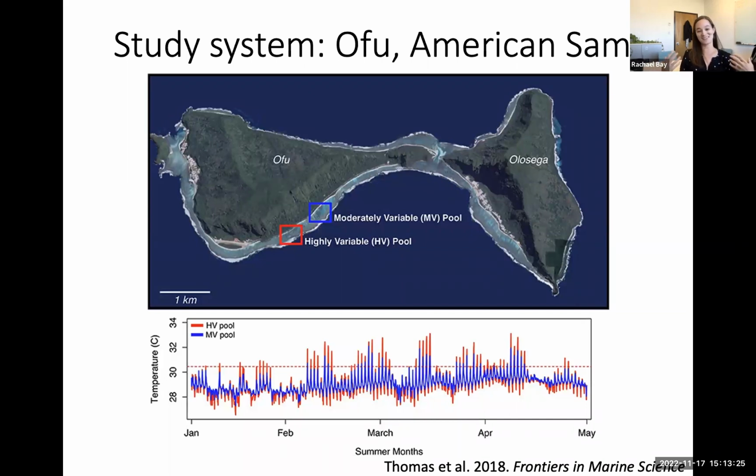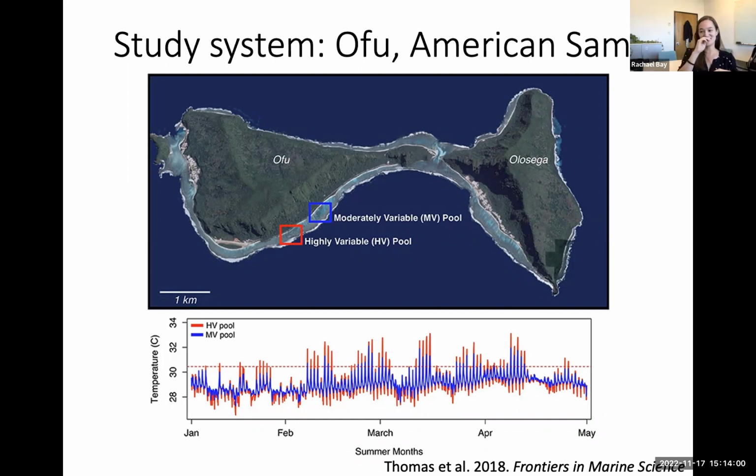I think their names are kind of intuitive, but the highly variable pool has these large magnitude swings in temperature. You can see the temperature profile for about half a year on the bottom, where the temperature swings from a little lower than 28 degrees to maybe 34 degrees. We've even recorded 35 or 36 degrees if it's a really hot day and a low tide. On the other hand, the moderately variable pool also has these swings in temperature, but they're dampened. So it rarely exceeds 32 degrees.